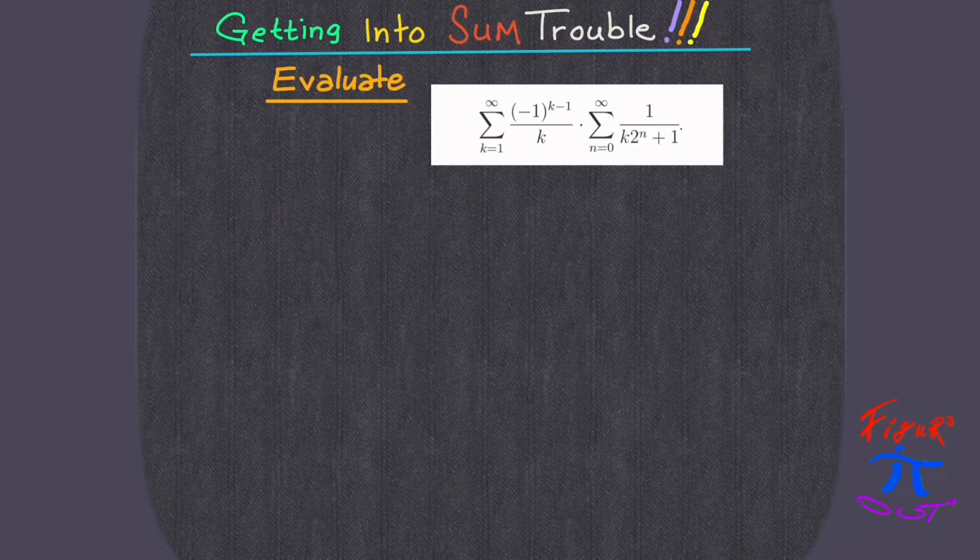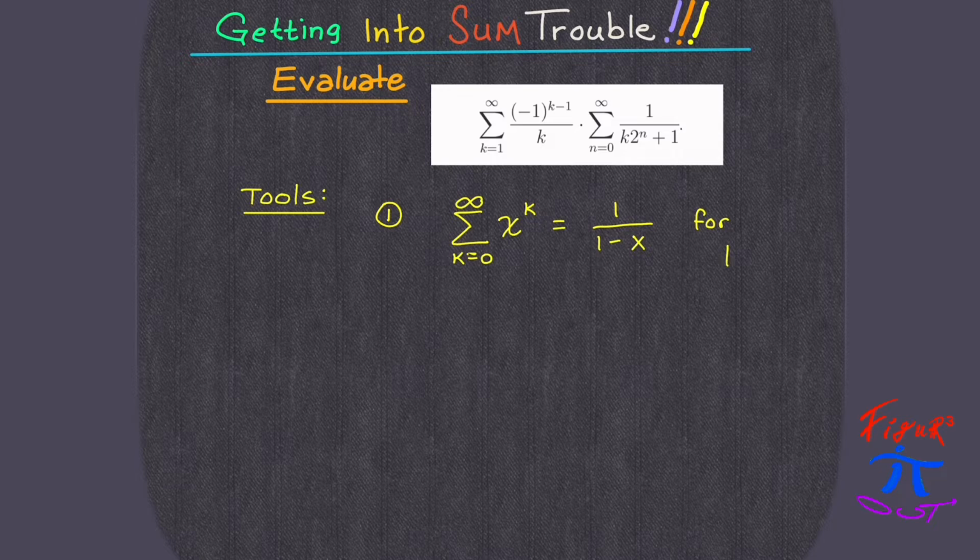Evaluate the series starting from k equals 1 to infinity of negative 1 raised to the k minus 1 over k, multiplied by the infinite series from n starting at 0 to infinity of 1 over k times 2 to the n plus 1. To start, let's develop some tools with infinite series that you might be familiar with, starting with an infinite geometric series.